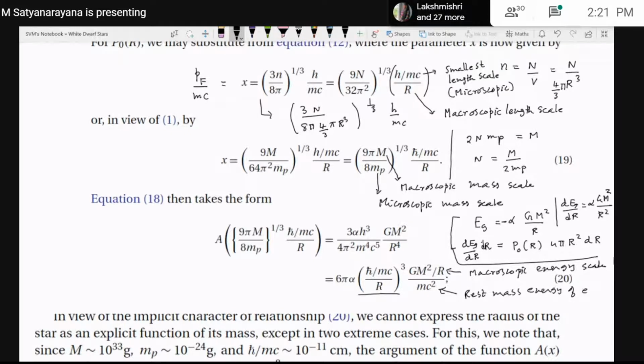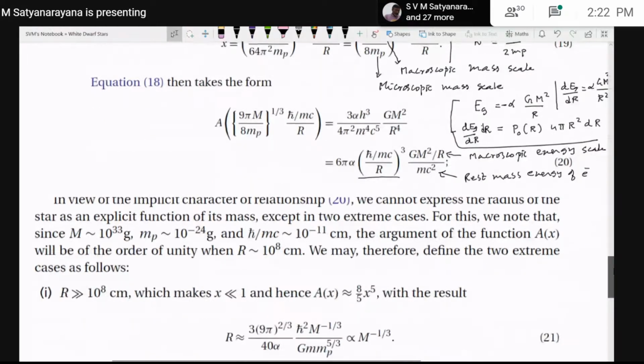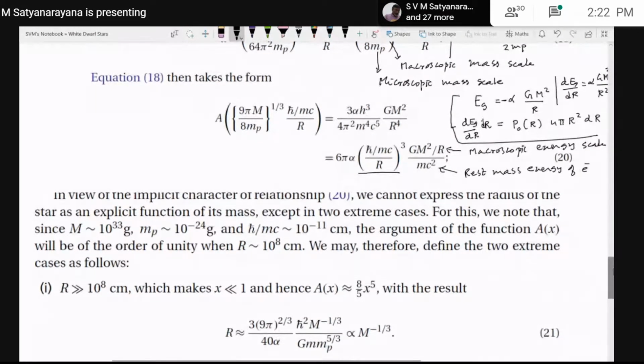Of electron. Okay, so you can see that again, we have neatly been able to write it in terms of these ratios. Okay, and so this is a very important relation. So you can see that this is also called the mass radius relation. That this is related to mass and radius.